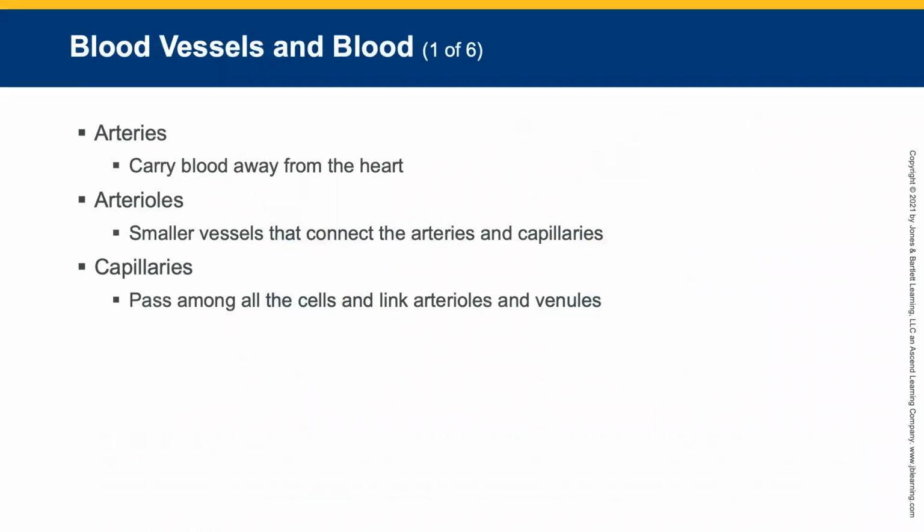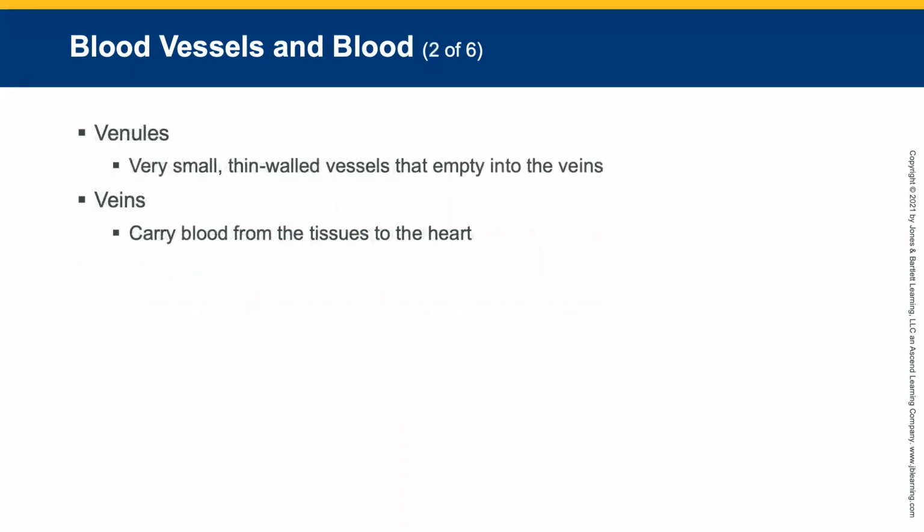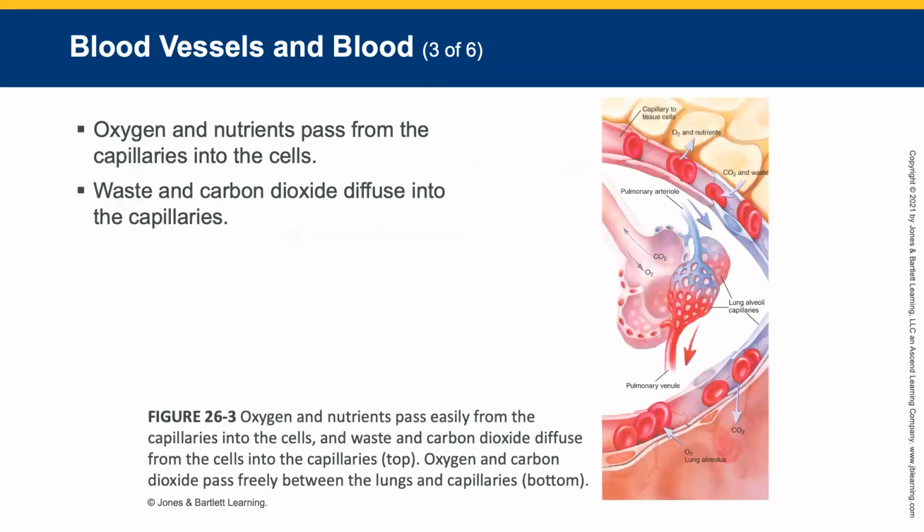Blood vessels and blood. So there are types of blood vessels. We have our arteries, our arterioles, and capillaries. We're also going to talk about venules and veins. You see the difference in both of them. One's very small and empties into the veins, and the other carries blood from the tissues to the heart. Oxygen and nutrients easily pass from capillaries into the cells, and waste and carbon dioxide diffuse from the cells into the capillaries. See how it's functioning right there in the picture on the right.